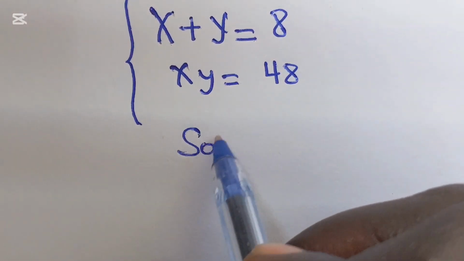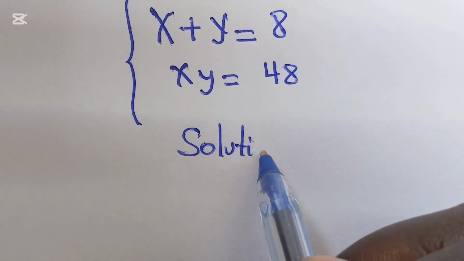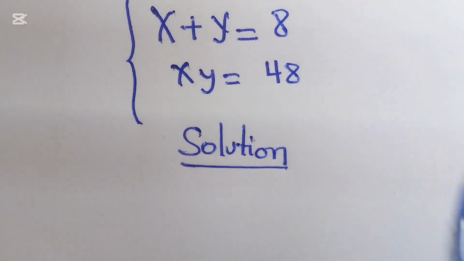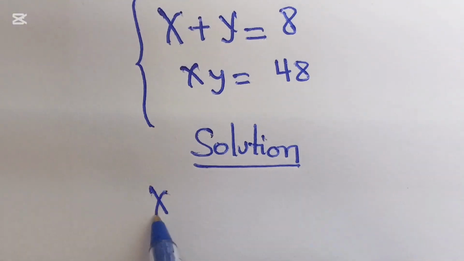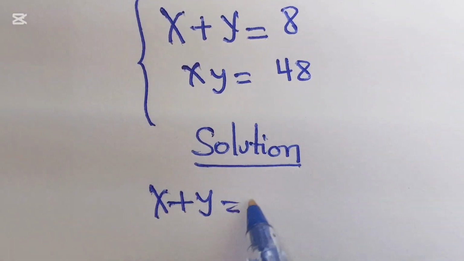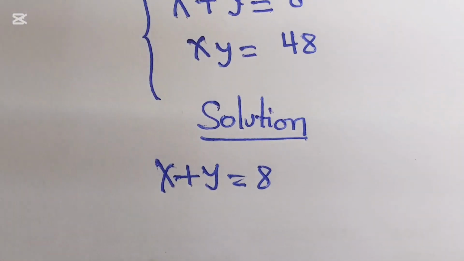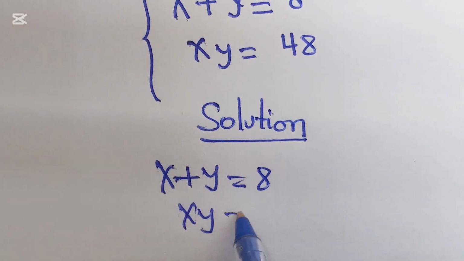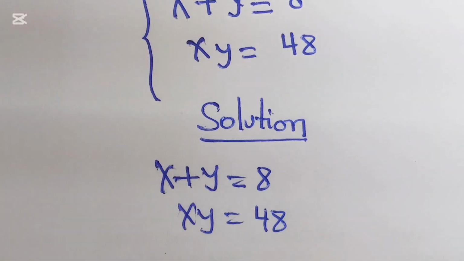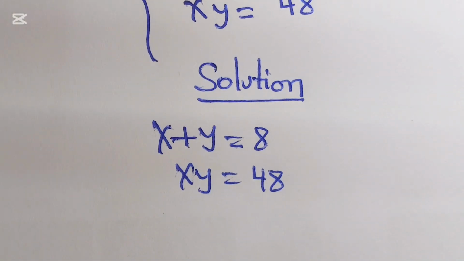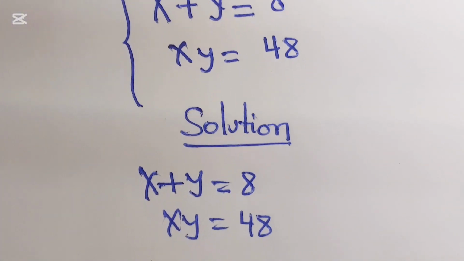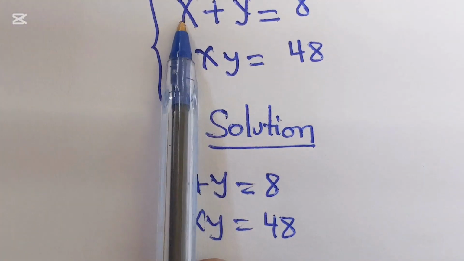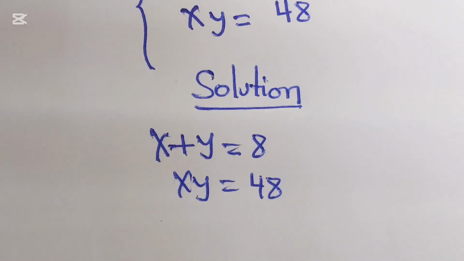Let's provide the solution very quickly. Here we have given x plus y equal to 8, and xy equal to 48. The first step we are going to do here, this is a simultaneous equation. Now we are going to make x the subject of the formula.